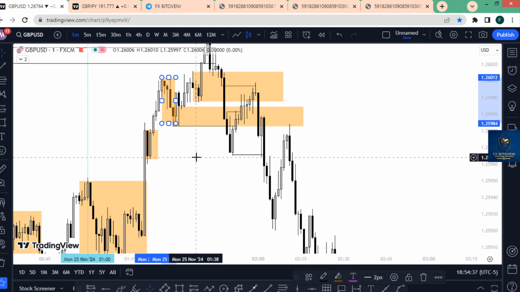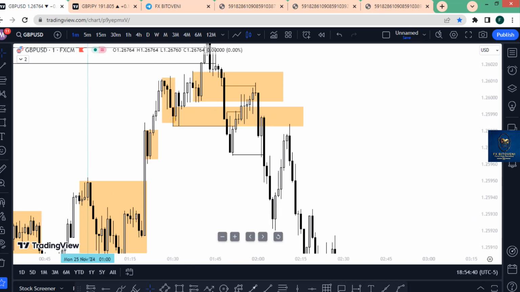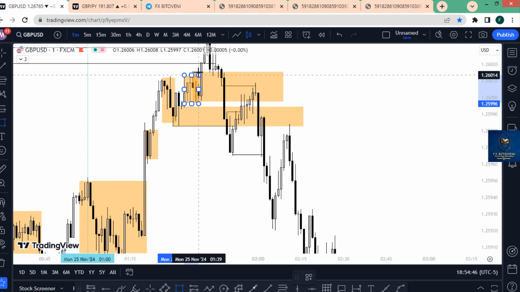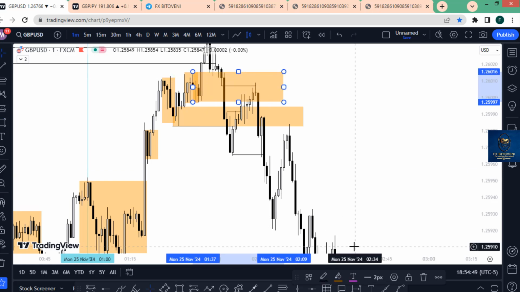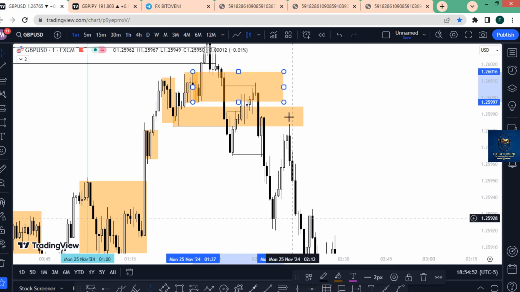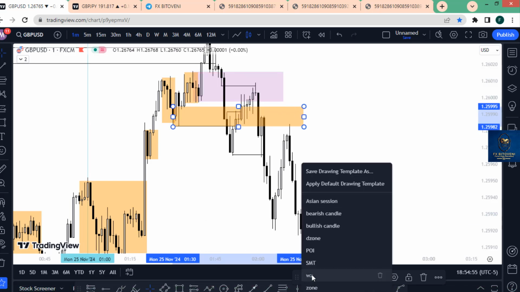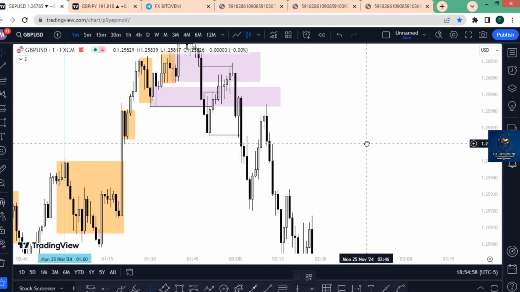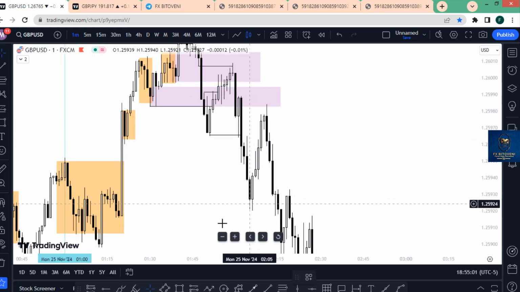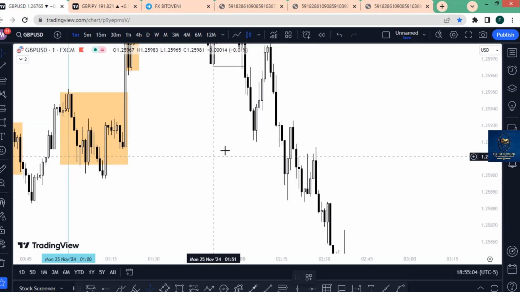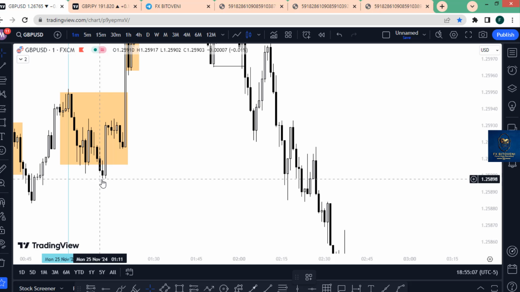If you want, you can mark zones like this to see it better. And these are our POIs. Now price is truly dropping down. You can see once we break this low, price comes back again to look for this area right here. So this is, which is not a good setup.